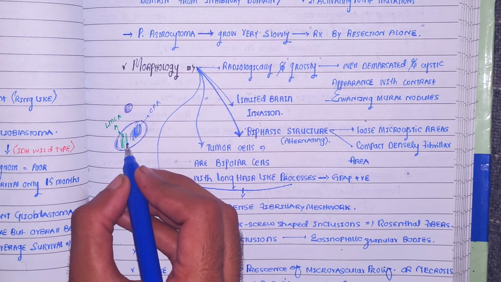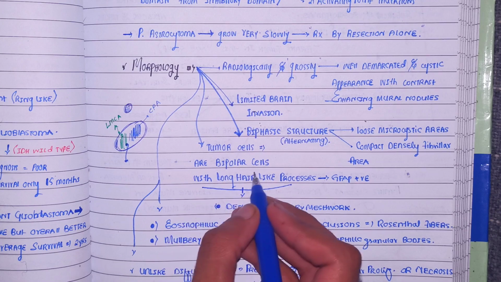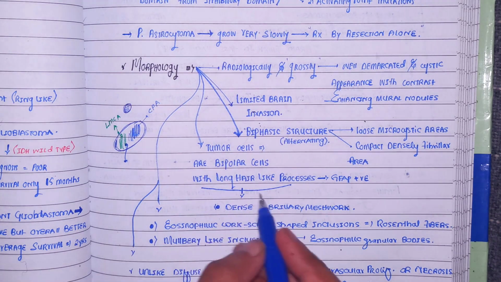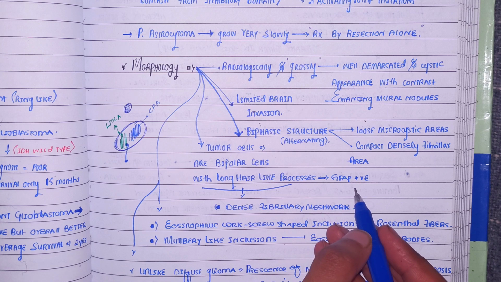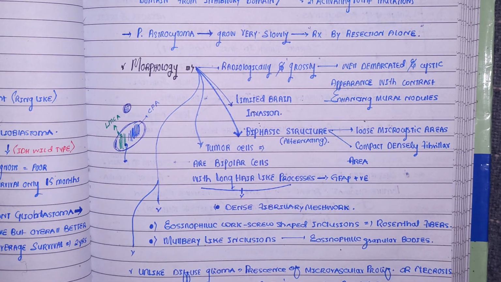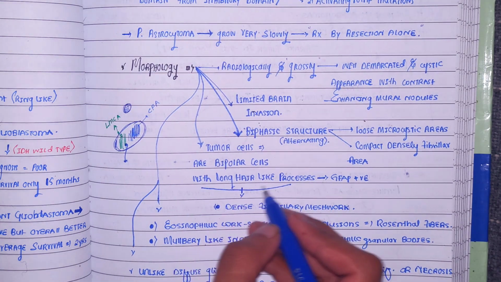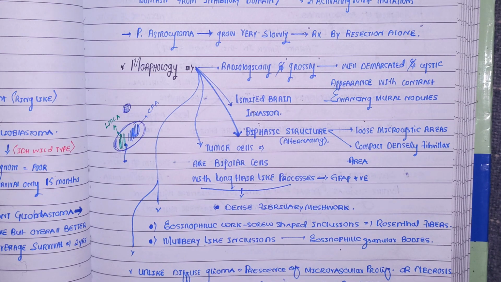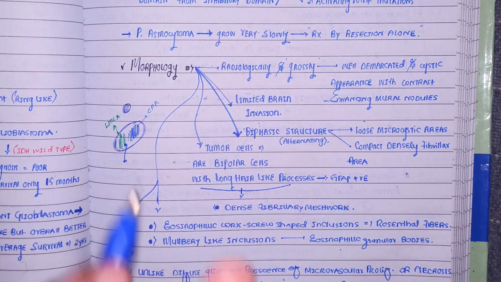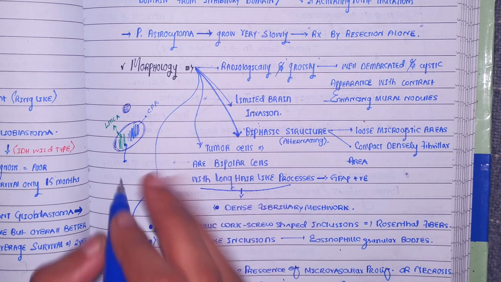If you take one tumor cell out, then you will come to see the tumor cell is bipolar with long hair-like processes which are containing GFAP, right? And the long hair-like processes give this part a dense fibrillary meshwork. Just a second, I'll make it easy.